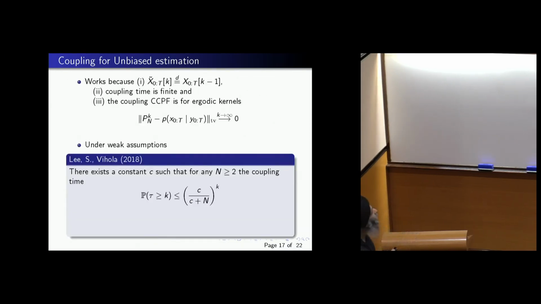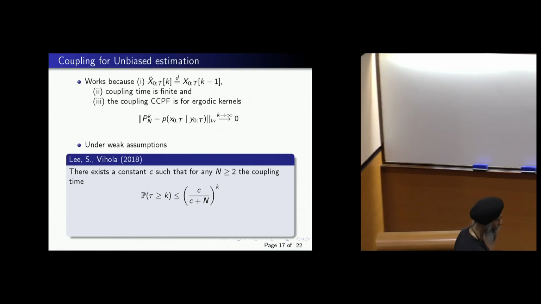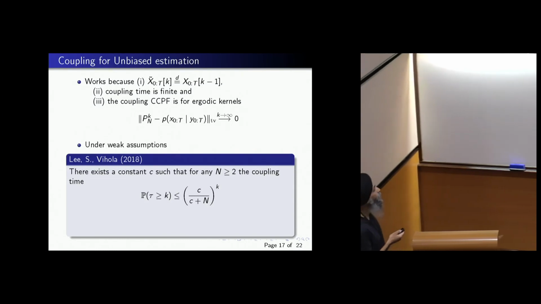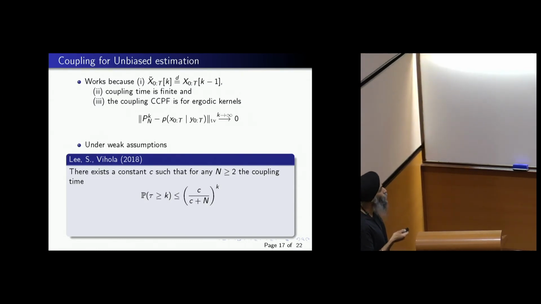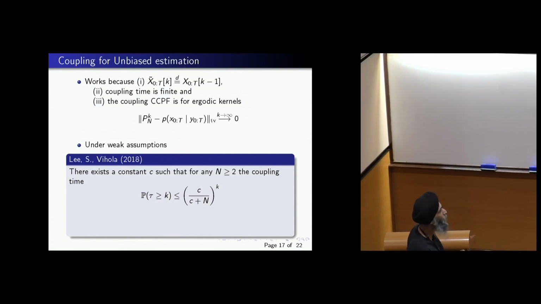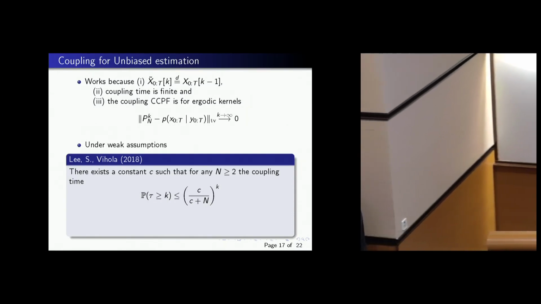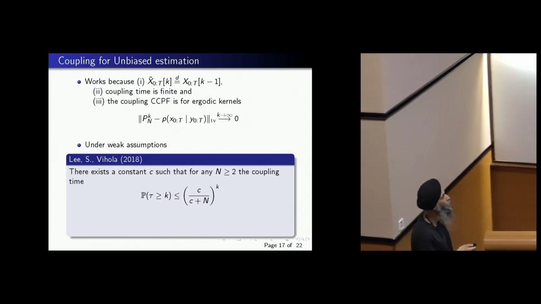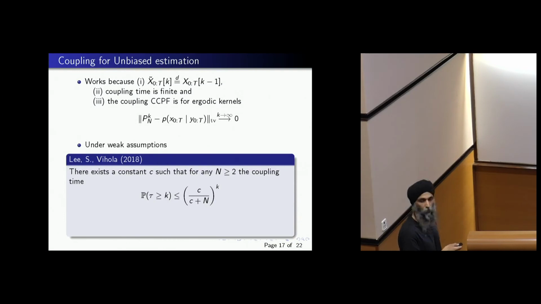So recently, under very weak assumptions, what we have been able to do is to show that the tail behavior of this coupling time follows this distribution. The probability that the time exceeds capital K dies as some constant c over c plus N, where N is the number of particles. This rate might be meaningful to people who know the analysis of the minorization of the CPF kernel.